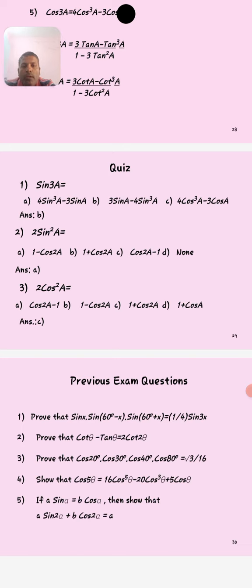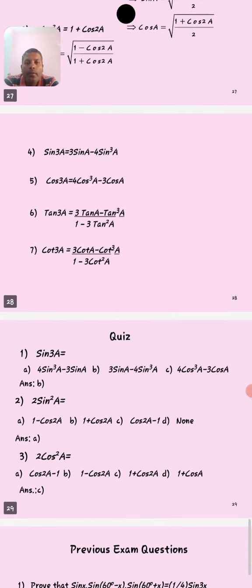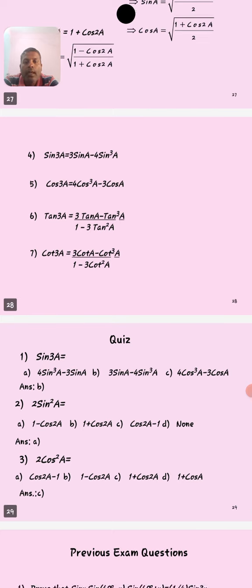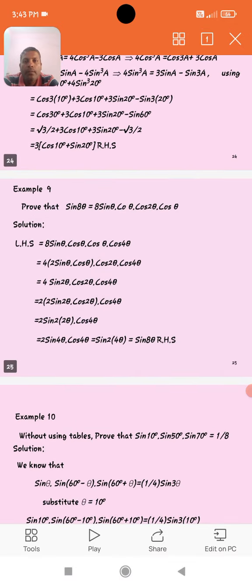These problems are very important to solve in the examination, multiple angle and submultiple angle problems. Remember that all the candidates should clearly understand these problems. In the next class we go to the next topic. Thank you very much.